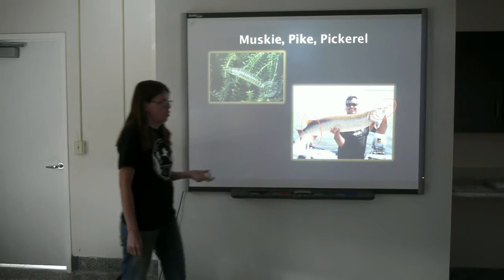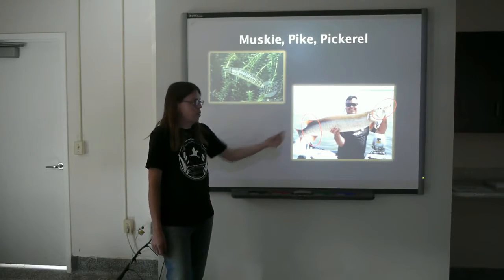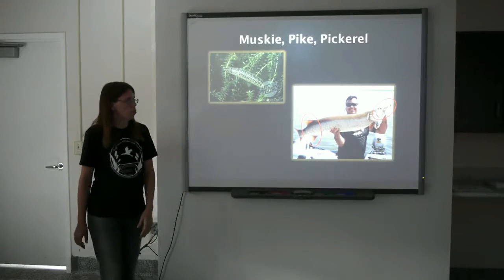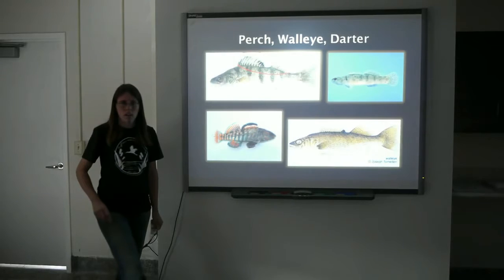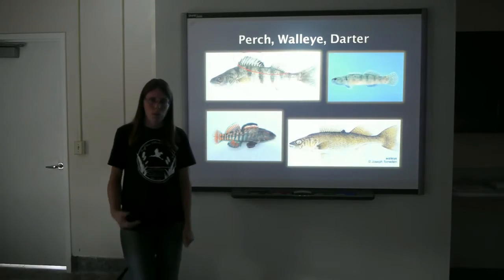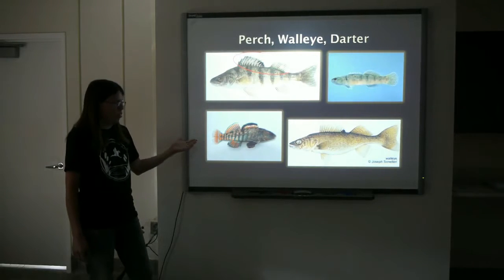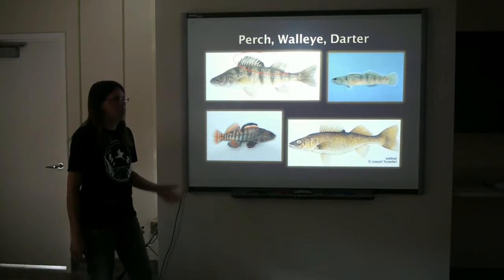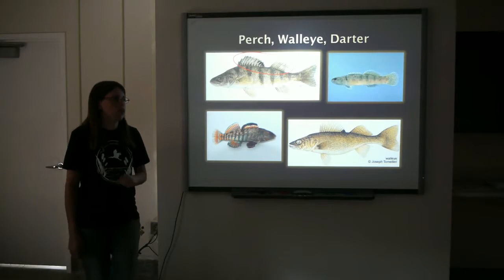These guys can range anywhere from the little grass pickerel that we have around here to the muskie and pike that are a very big sport fish. Perch, walleye, and darters. Most people know what perch and walleye are. The darters are a little less known, but very, very common. Darters are in the same family as the perch, walleye, saugeye, sauger.